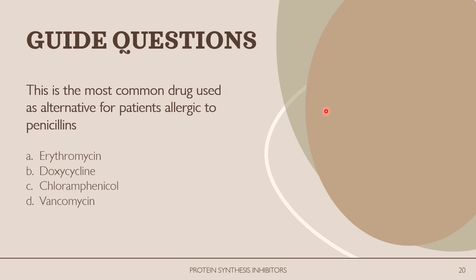Okay, so let us answer our guide question number 1. This is the most common drug used as an alternative for patients allergic to penicillin. Na-discuss natin to bago lang. So we give your macrolides, sila erythromycin, roxithromycin, azithromycin, clarithromycin, and erythromycin. So this is the correct answer, letter A, erythromycin.